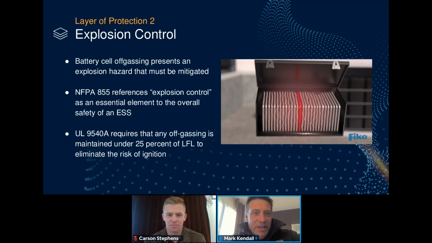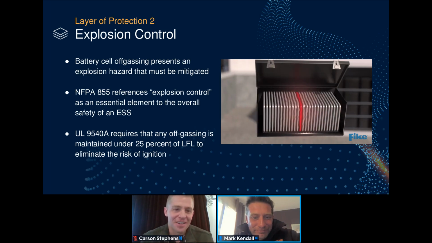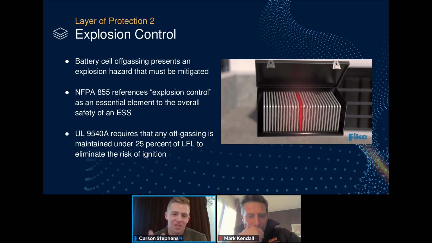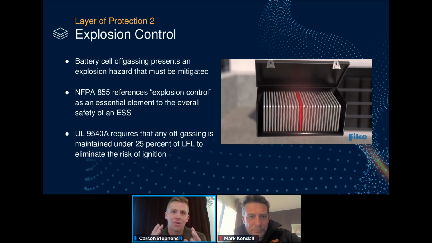So I'm going to hand back over to Carson now for layer of protection number 2. Yeah. Thanks, Mark. So Mark's kind of gone through the first layer of protection, and as we're going through these layers, you'll connect these dots and figure out which ones are going to be applicable to me. And that's one of the takeaways we want.